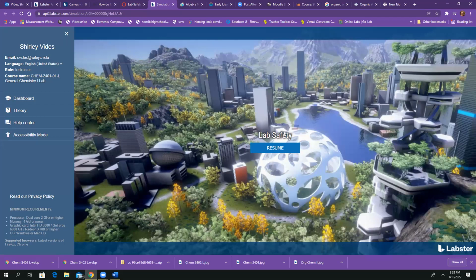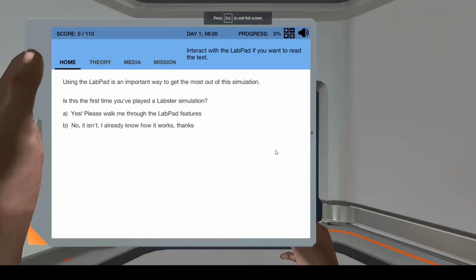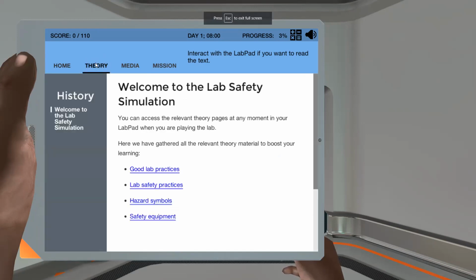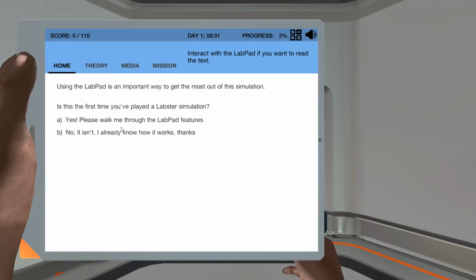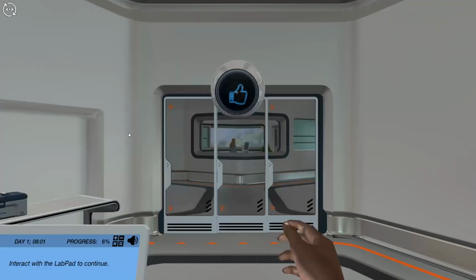It's very straightforward. And the good thing about the lab pad is that you have theory. See, good lab practices, lab safety, hazard symbols, safety equipment, all of that's here for you. And as you go through the mission, it's going to say each one of these has been completed. This is set for 100% completion, so make sure you complete the entire thing, okay? That's all. And how do you get scored? Well, there will be questions. And I'll say no, because it's not for me, but, okay.